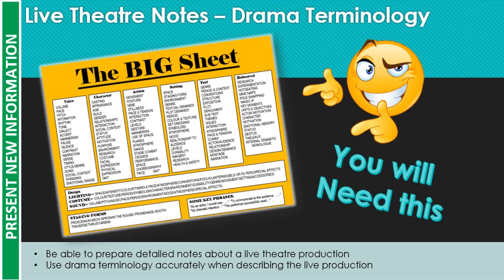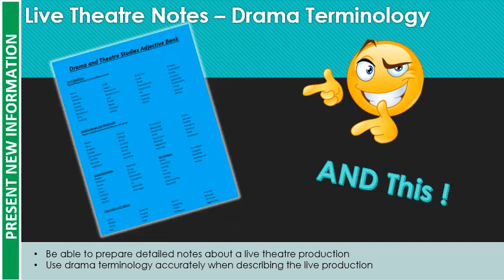Before I continue to the next part, you will need this sheet. This is in the files, it's called the big sheet. On there is every keyword that you will need at GCSE Drama. You will also need this, which is the Drama and Theatre Studies adjective bank. That gives you some adjectives to use with those keywords.